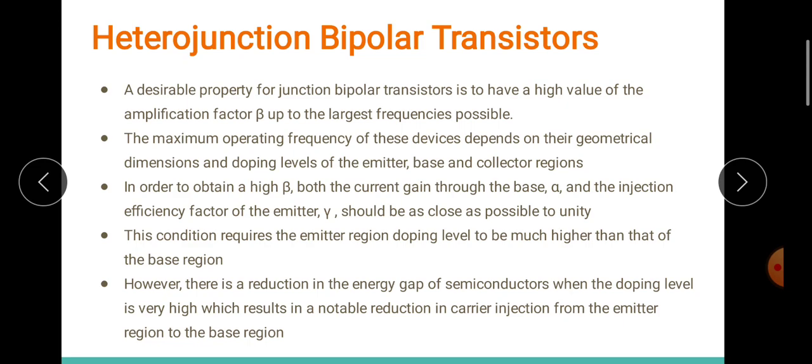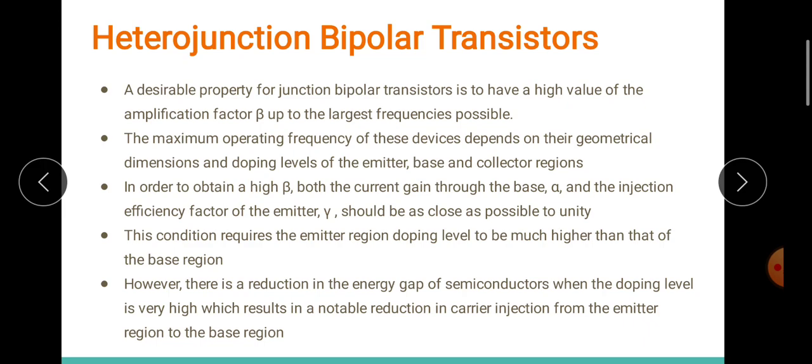Now, in order to ensure this condition, what must we do? We make sure that the emitter region doping must be higher than the base region. We always try to ensure that, right? We make sure that the emitter's doping level is higher than that of the base region. However, there is still a reduction in the energy gap of the semiconductors when the doping level is very high. And because of this reason, right after the invention of our normal BJTs, a researcher, Shockley, suggested that the emitter could be fabricated by using another semiconductor of a wider band gap.